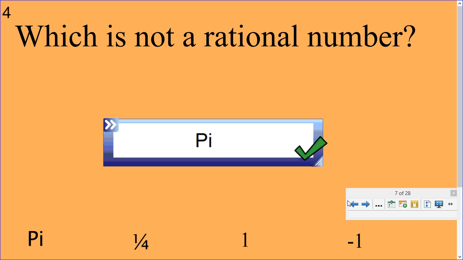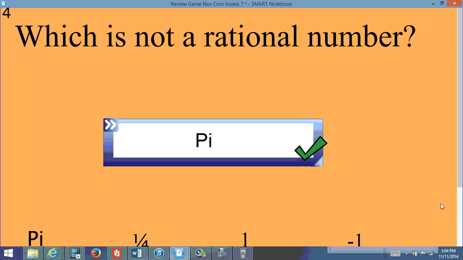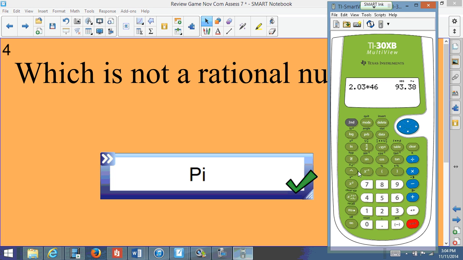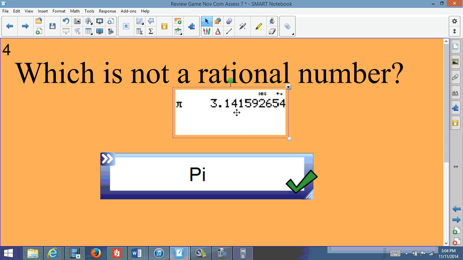It doesn't repeat, and if I can get my calculator, it doesn't end. So let's clear this and get the pi button and see what it's equal to approximately. Notice it doesn't repeat in any specific pattern. The number is 3.141592654, and if I had a bigger calculator or computer, you would see many more different numbers that have no distinct pattern. So that's why it's not rational.